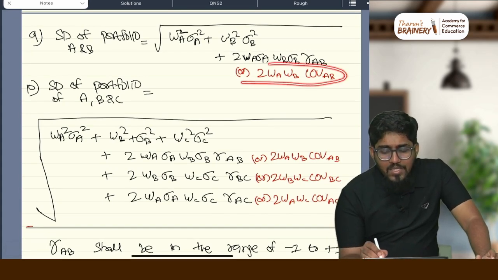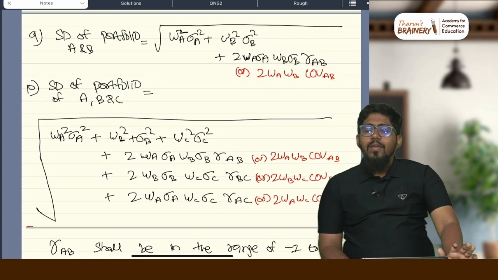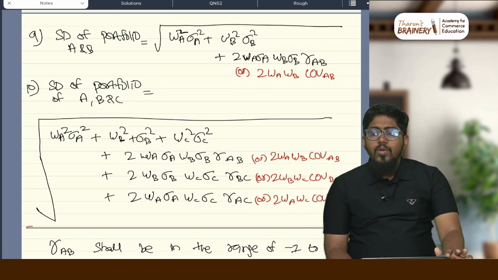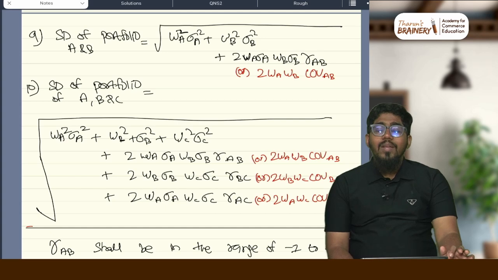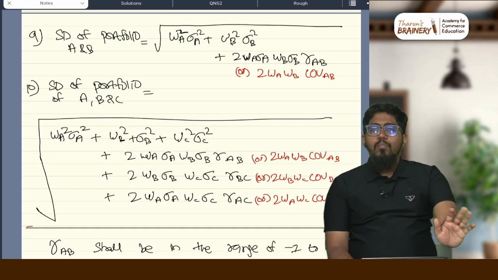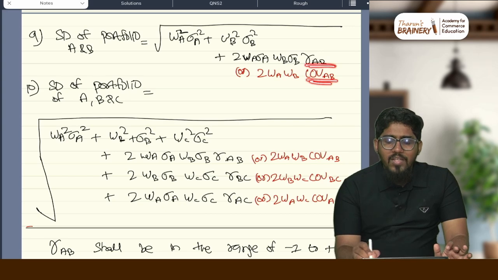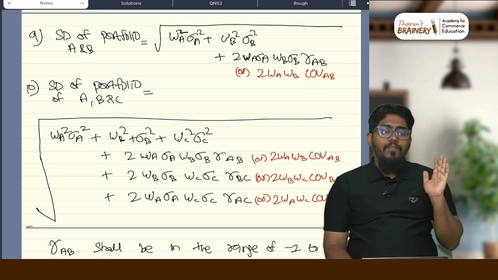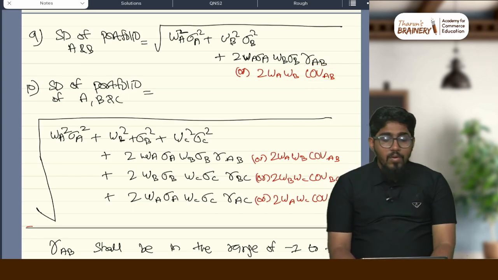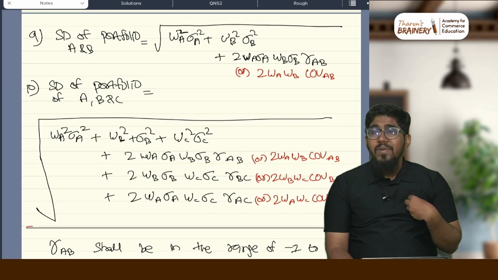I can also put it as 2 into weight A, weight B, covariance of AB, or 2 into weight A, standard deviation of A, weight B, standard deviation of B, and correlation coefficient between A and B. Both will be the same only. If covariance is given, write this formula. If correlation coefficient is given, write this formula. Clarity? Logic and all can be explained in the regular class.